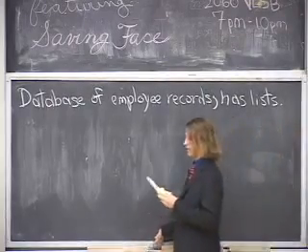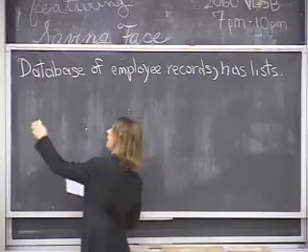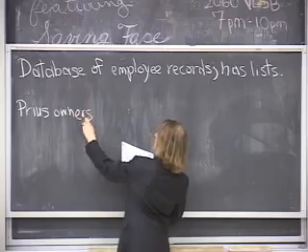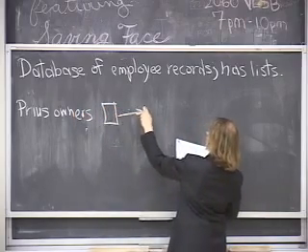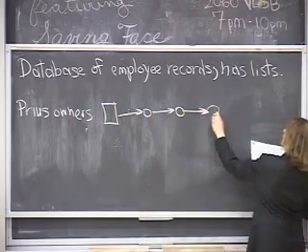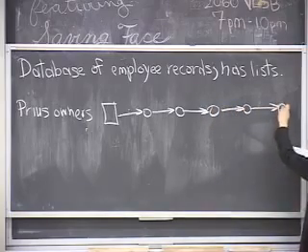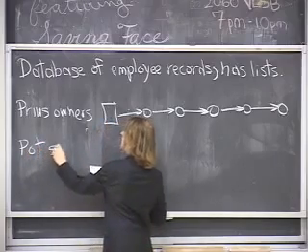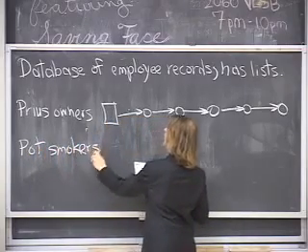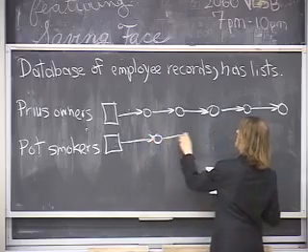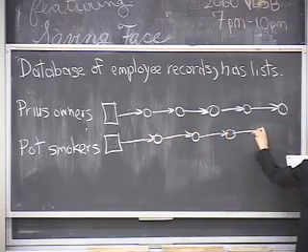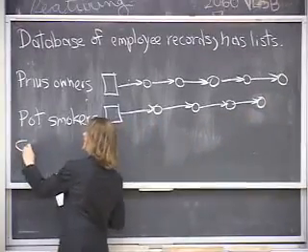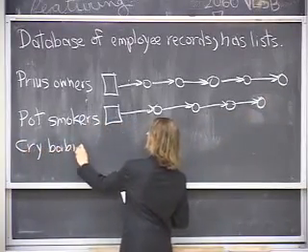Like, for instance, maybe you have a linked list of all of the Prius owners in your company. And maybe you have a list of all of the employees who you've learned by your security cameras in their homes that they're pot smokers. And you can categorize your employees however you like.